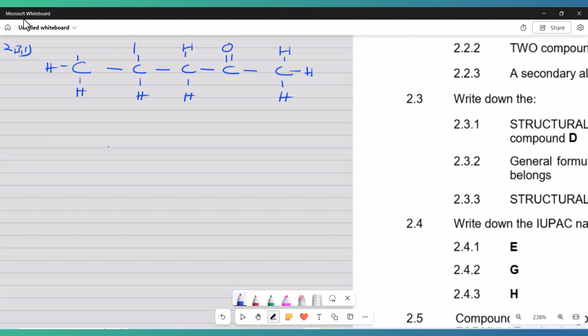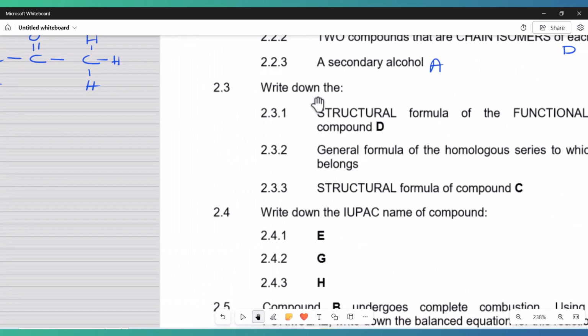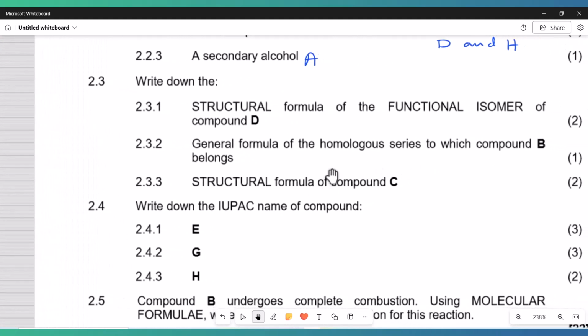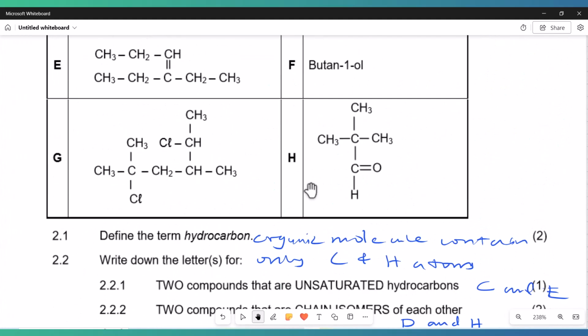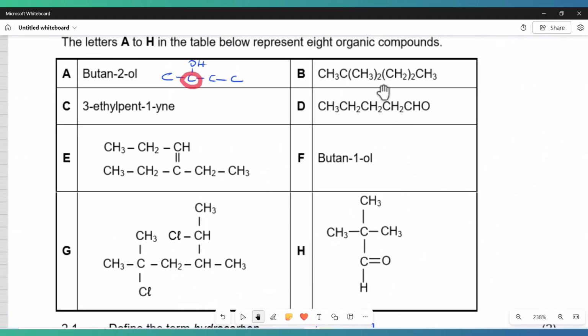Okay. Next question. Let's check what I want here. That is 2.3.2. What must we do? They say write down the general formula of the homologous series to which compound B belongs. Now compound B, where are you? If you check here, this is CH3, C, then these are 2 branches on C. These are 2 CH2s, and so this is an alkane. Okay.